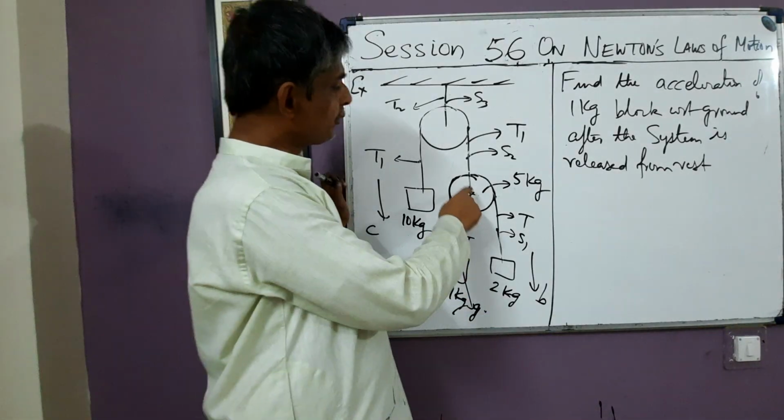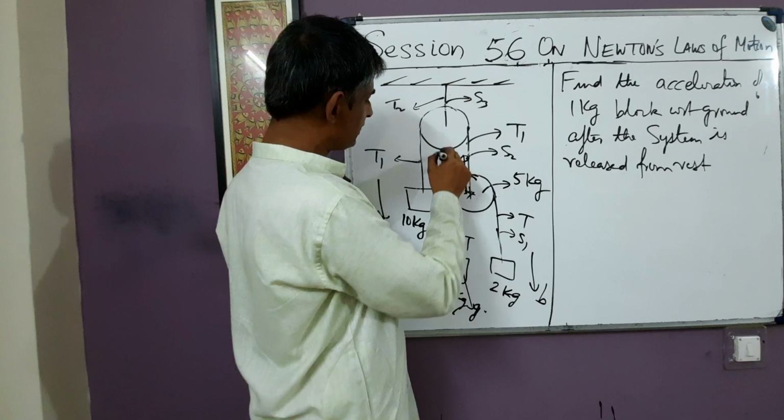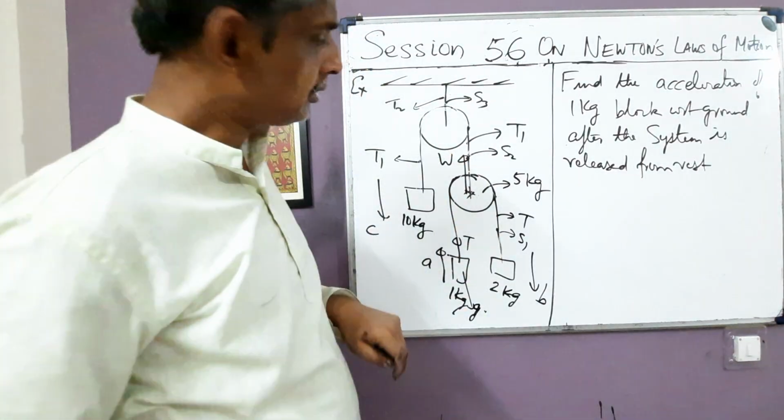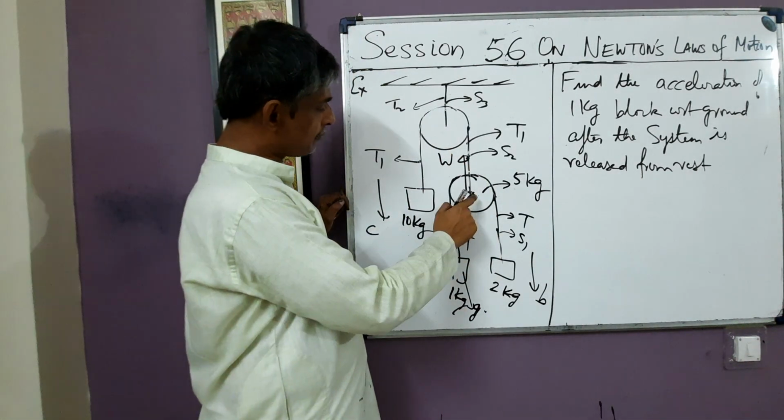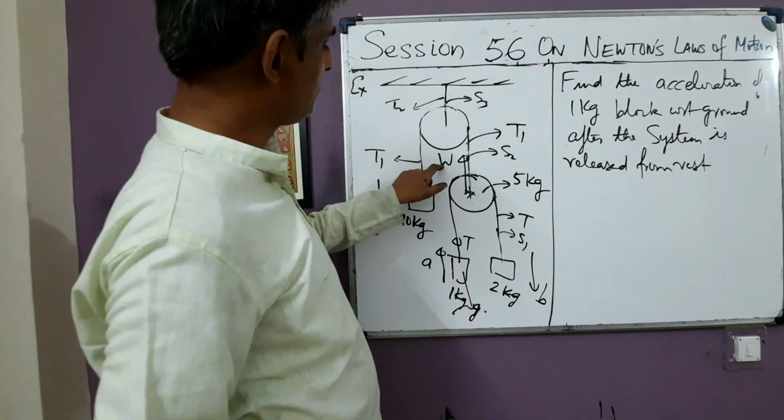But still, I would like to prove it formally from the constraint theory. So I am assuming that this pulley has an acceleration of say W with respect to ground. Okay, W is the acceleration of the pulley with respect to ground. I am not writing it as P, I am writing it as W.